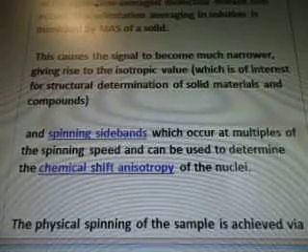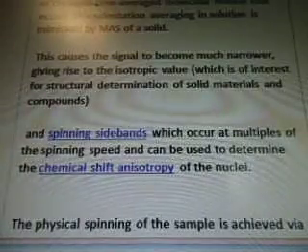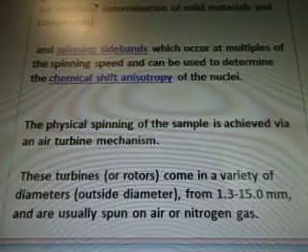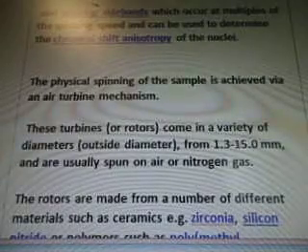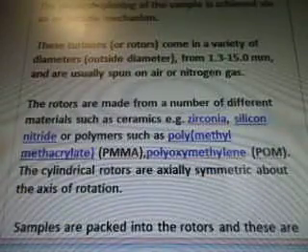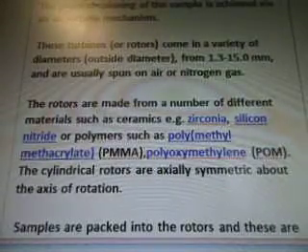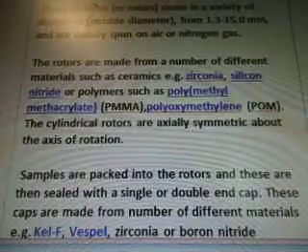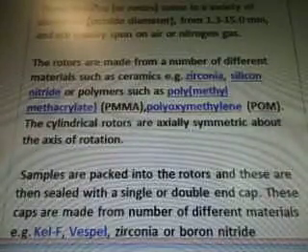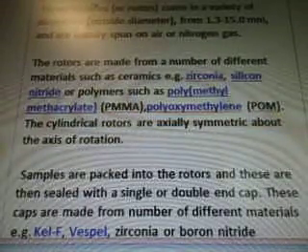This causes the signal to become much narrower, giving rise to the isotropic value, which is of interest for structural determination of solid materials and compounds. And spinning sidebands, which occur at multiples of the spinning speed and can be used to determine the chemical shift anisotropy of the nuclei. The physical spinning of the sample is achieved via an air turbine mechanism. These turbines or rotors come in a variety of diameters, outside diameter from 1.3 to 15.0 mm, and are usually spun on air or nitrogen gas. The rotors are made from a number of different materials such as ceramics, examples zirconia, silicon nitride, or polymers such as polymethylmethacrylate, PMMA, or polyoxymethylene, POM.